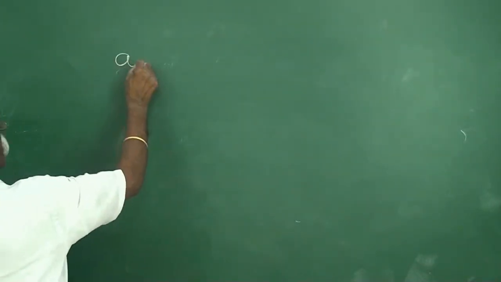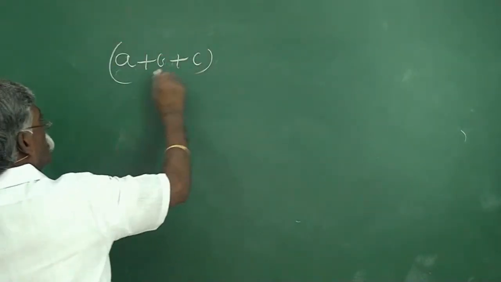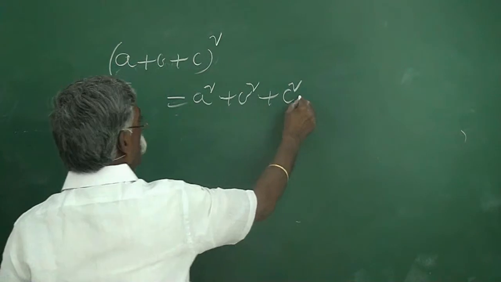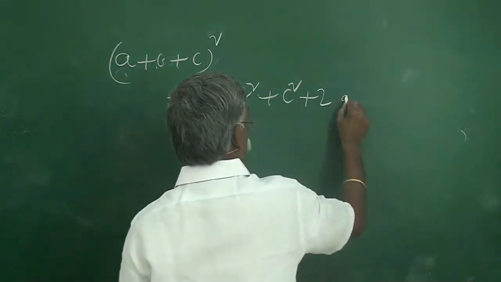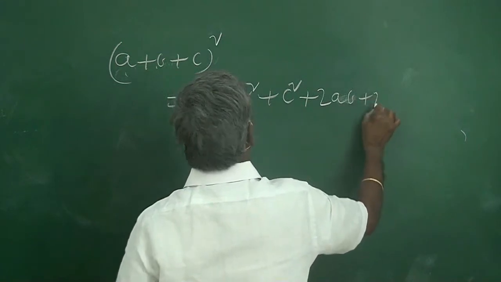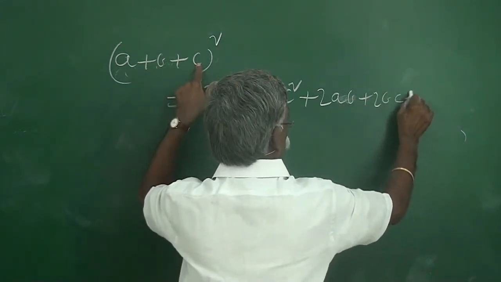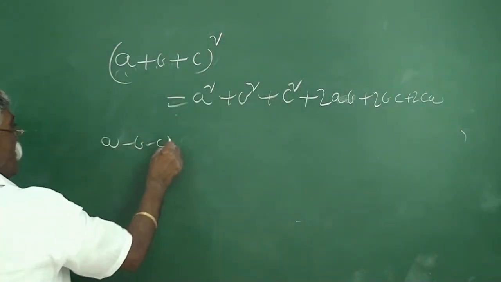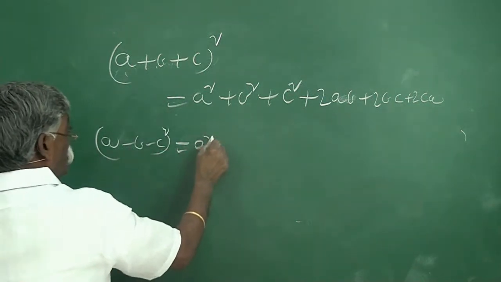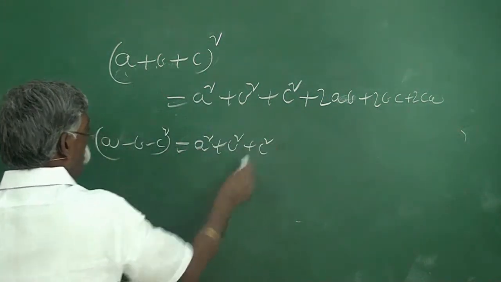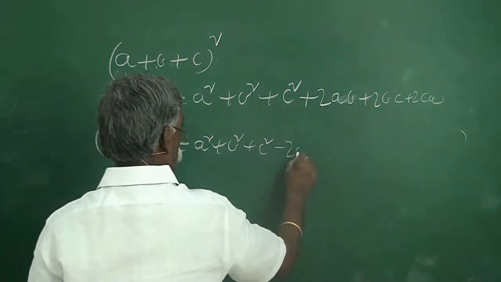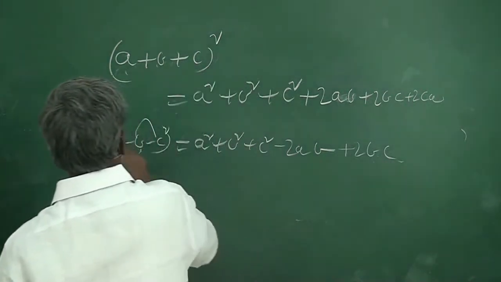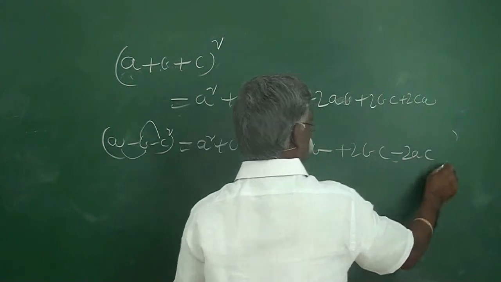Now next one, (a plus b plus c) whole square. This is a square plus b square plus c square plus 2 into, first we will get these two, ab, plus 2 into product of this, bc, plus 2 into ca. Like this. If you say (a minus b minus c) whole square, squares always will be positive. When you multiply these two, you will get minus 2ab. When you multiply these two, you will get plus 2bc. And when you multiply these two, you will get minus 2ac.